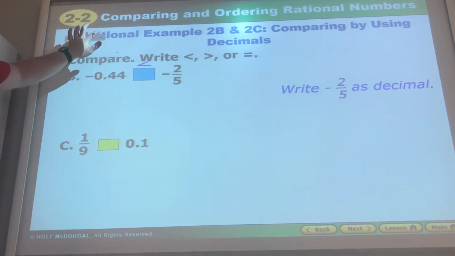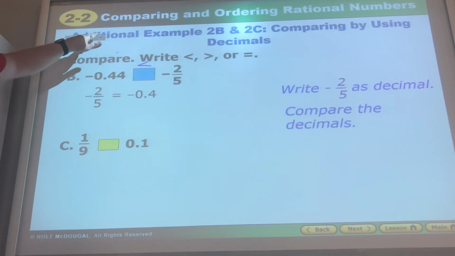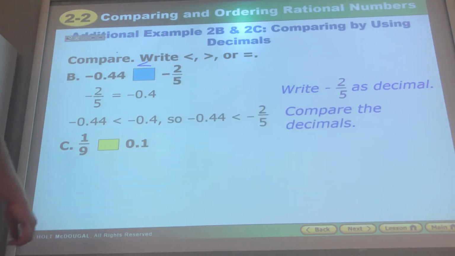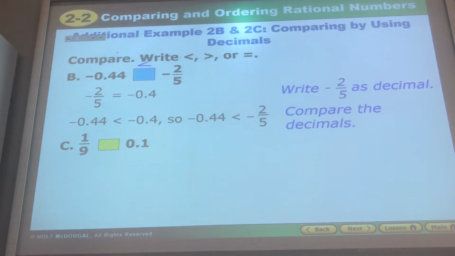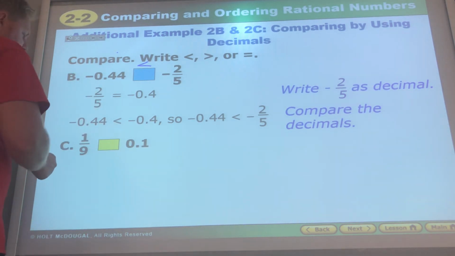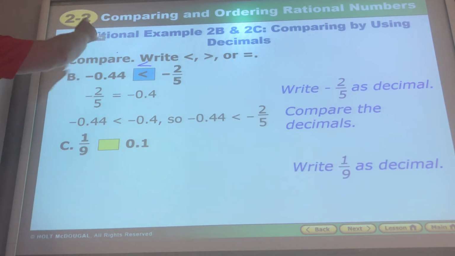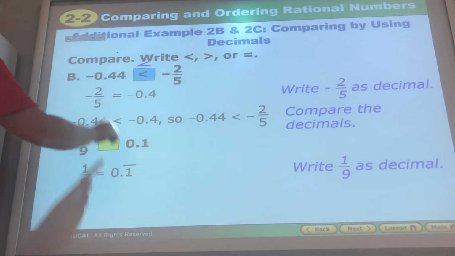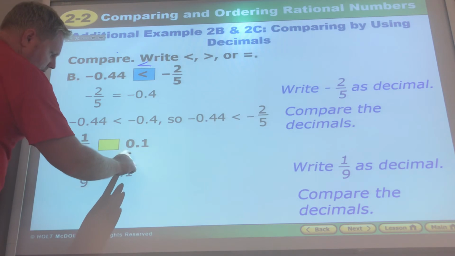They changed that to 0.4. Now we compare the decimals. This one is larger because it is closer to the 0 if you think of it on a number line. All right, so we get that symbol. We have 0.1 and 1/9, or 1 divided by 9. I would again change 1/9 into a decimal. All right, let's see if that's what they do. Write 1/9 as a decimal. It is 0.1 repeating. Okay, so if we think of this number, we're going to compare it.